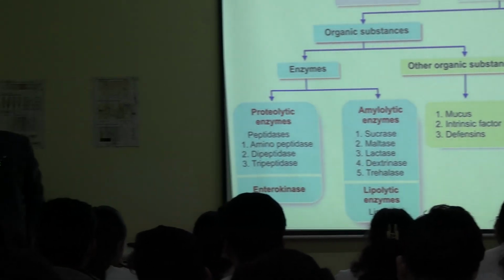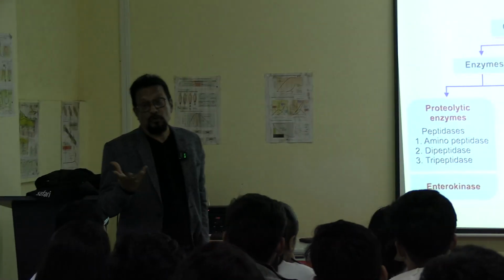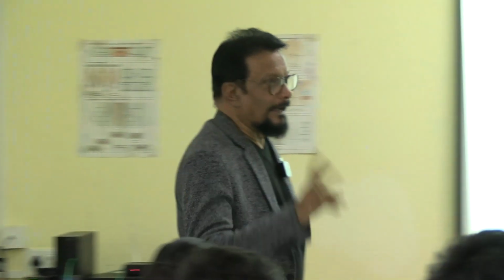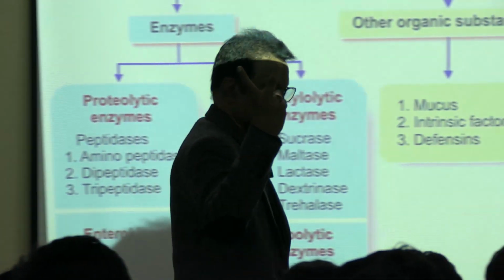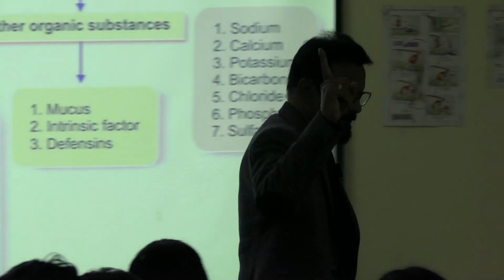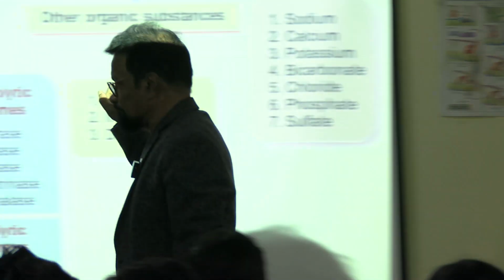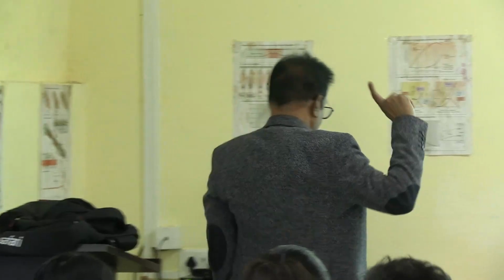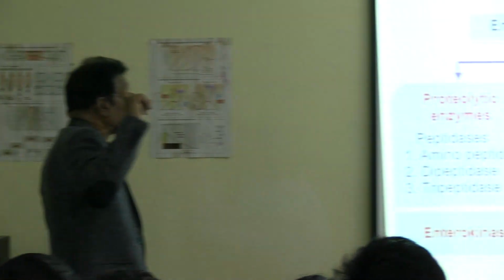Is that clear now? Okay, now there is control. How are these controlled? Regulated. Again by two processes. One is neural control, another is humoral control, meaning controlled by hormones.